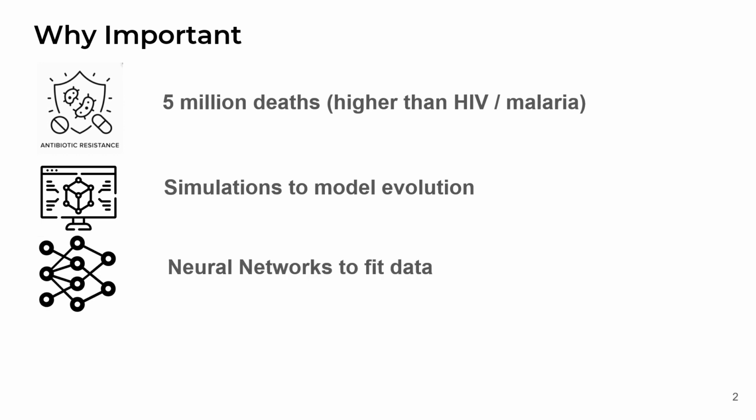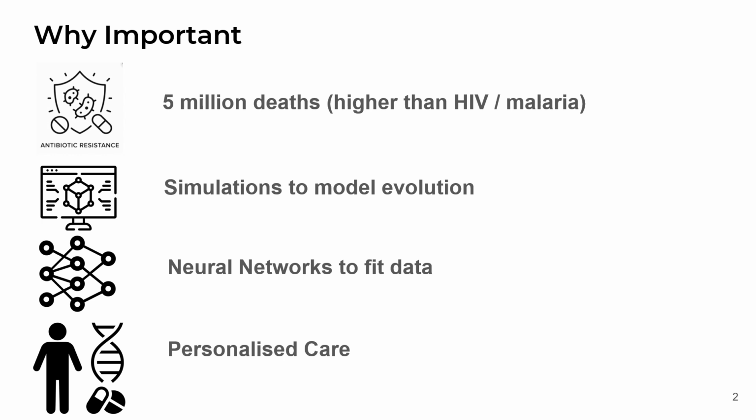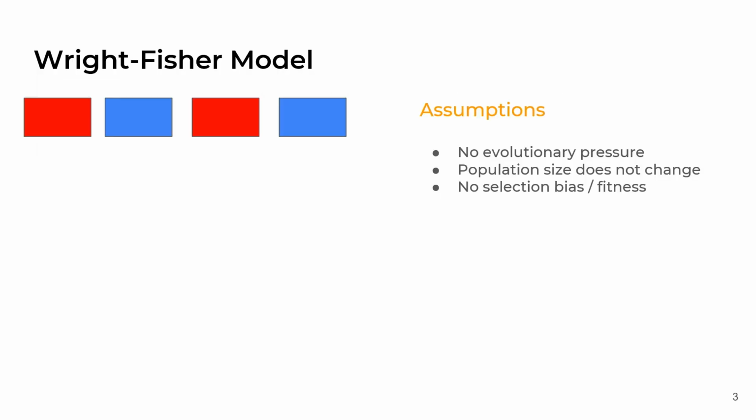And once they emerge, neural networks can provide appropriate simulation parameters for the data at hand fast and accurately. And finally, the end goal would be delivering personalized prevention and intervention based on the information given by the neural network model. My thesis will focus on the simulations and neural network modeling parts. Let me give you a background on Wright-Fisher simulations.